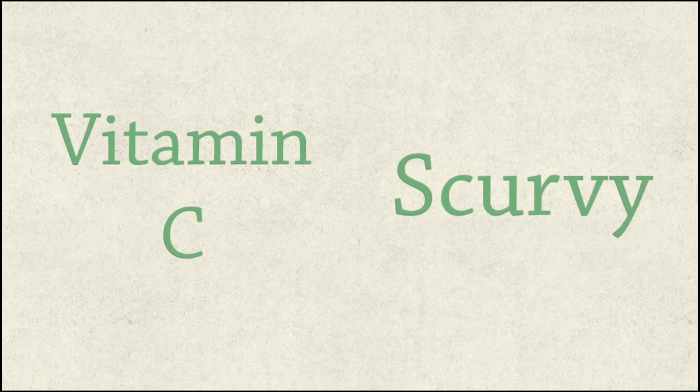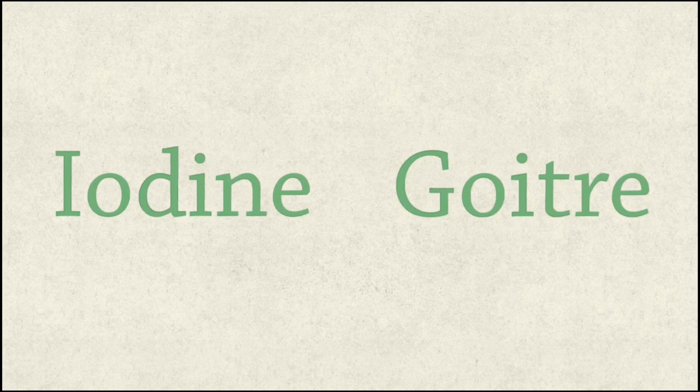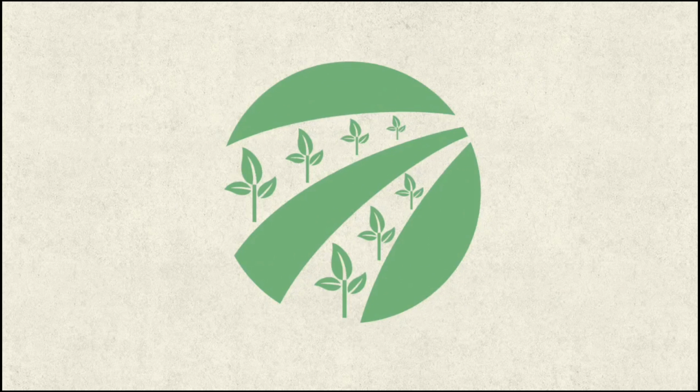For example, if you have a lack of vitamin C, you can develop a disease called scurvy. Scurvy is a disease that will cause many problems, but one of the main symptoms is purple and pink-like spots all over your body. If you have a lack of iodine in your body, you can develop a disease called goitre. Goitre is an inflammation of the thyroid gland located in the neck, because iodine is a major component of thyroid hormones.